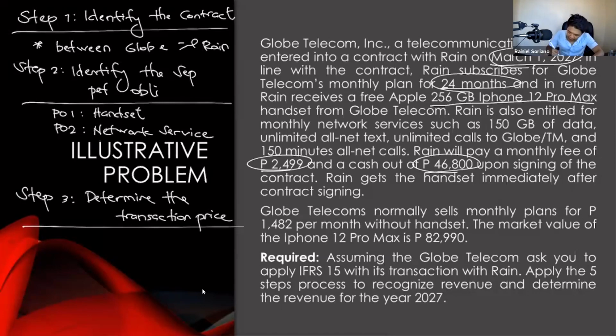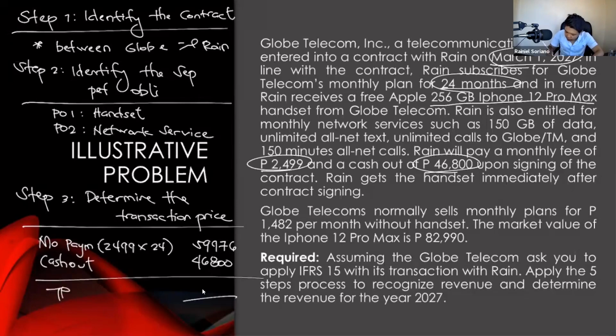Well, here, meron tayong monthly payment. Again, there is a monthly payment of magkano? Of 2,499. So 2,499 times 24 kasi 24 months yun. That's equal to how much? 2,499 times 24, that's equal to 59,976. Add natin dyan yung cash out or yung one-time payment na magkano? That's 46,800. And then apparently, this is already our transaction price. So 59,976 plus 46,800, our transaction price is equal to 106,776. So that is step number 3.